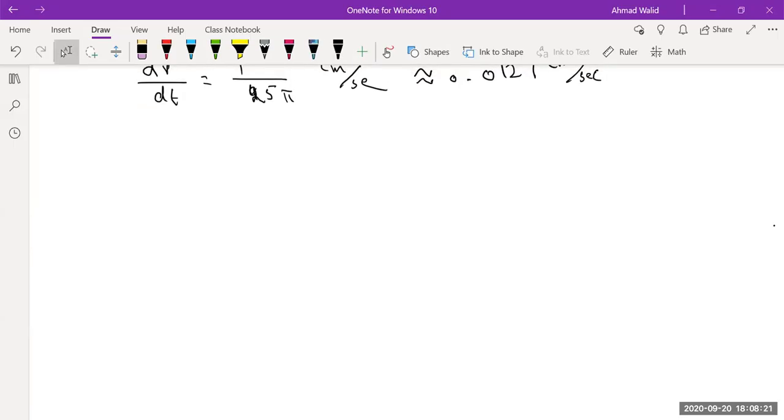Let me do another one. It's also from your book. Then I'll stop the lecture. Example 3. A ladder 10 feet long rests against a vertical wall. I have a wall like this. This is the wall, and this is the ground.